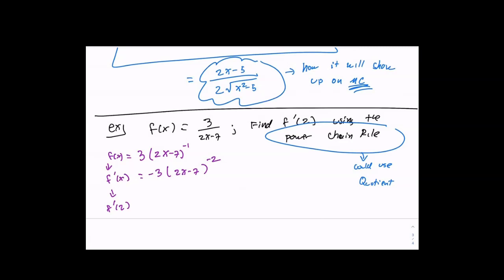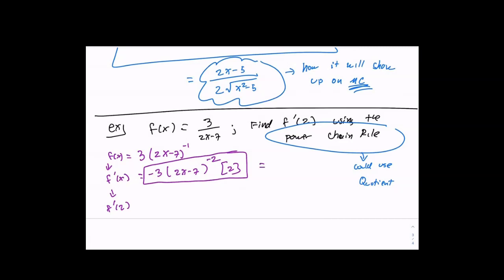If you wrote it like this, you'd be like, oh. Okay. What is it? Times the derivative of the inside, 2. Times 2. And you would get full credit for that. Now, that is the derivative. If I just asked you for the derivative and you wrote that in, I'd give you full credit, if I only asked you for f prime of x.